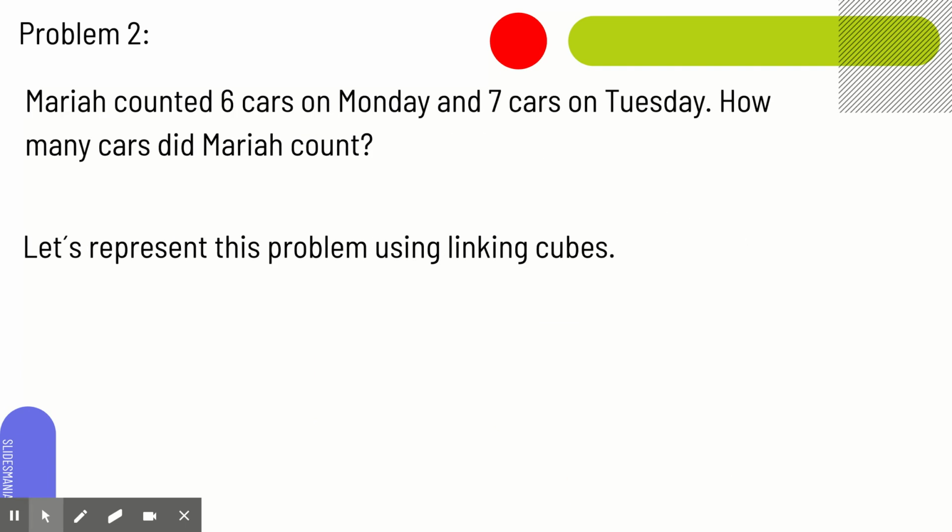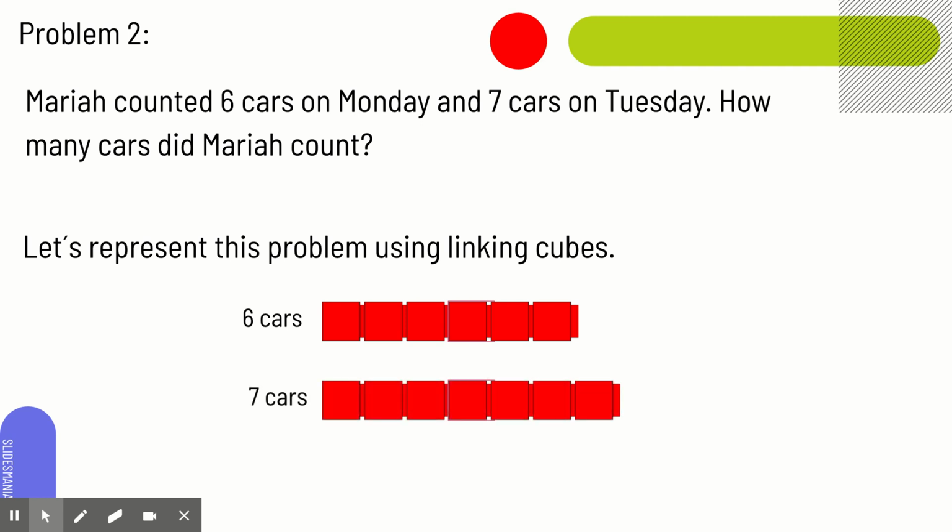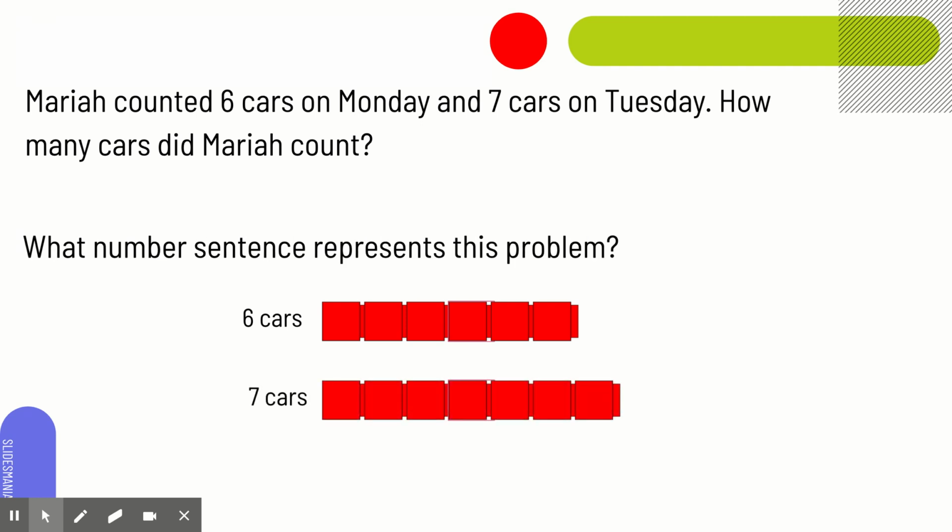Okay, here's problem 2. Mariah counted 6 cars on Monday and 7 cars on Tuesday. How many cars did Mariah count? Again, let's use some linking cubes. So here's the 6 cars on Monday and then the 7 cars on Tuesday. Here's our number sentence, 6 plus 7, but before we start adding, we got to use our strategy.